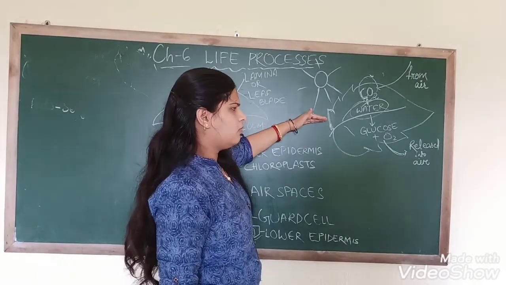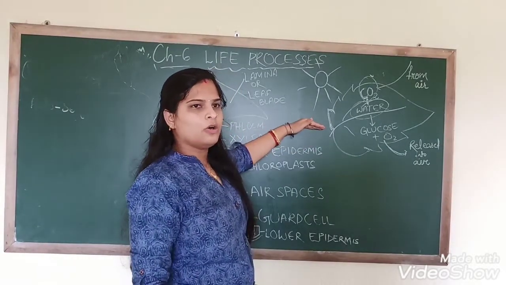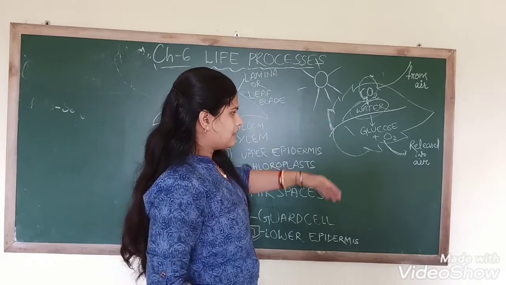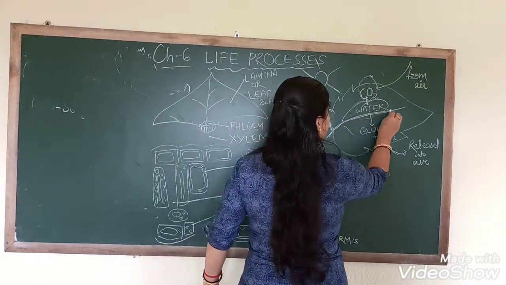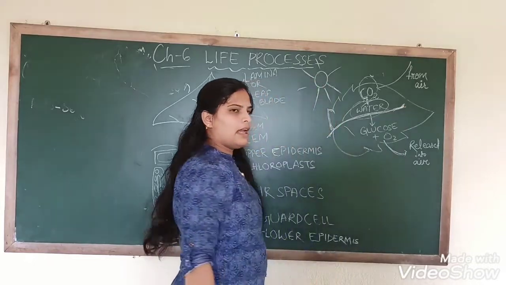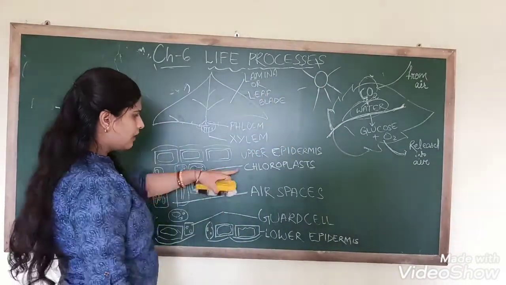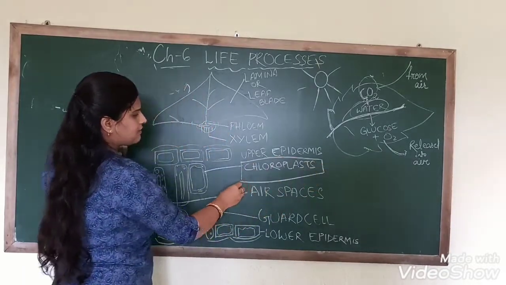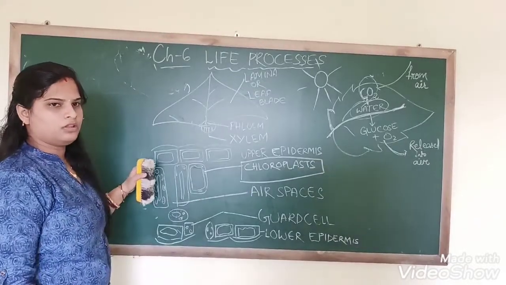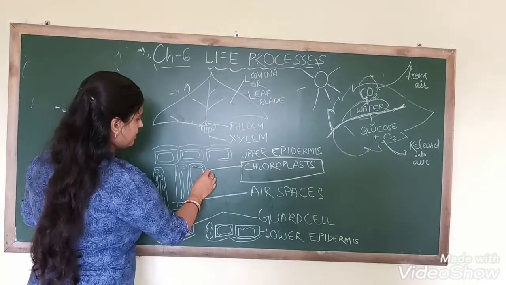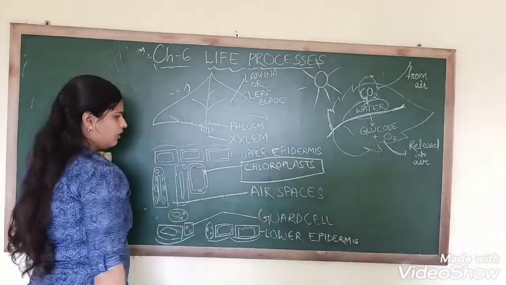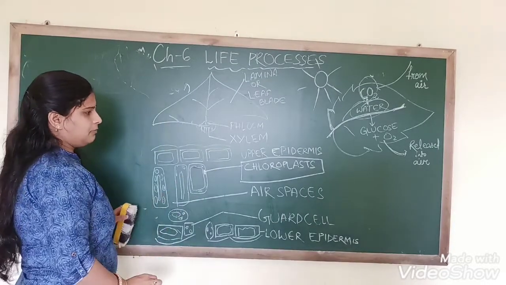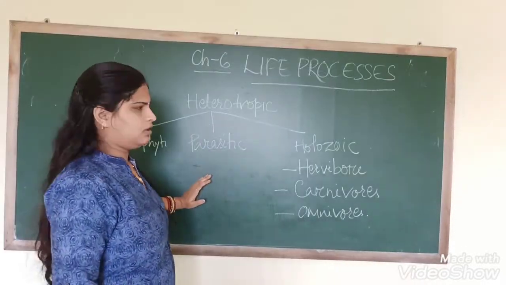In leaves, where photosynthesis is going on, what are the basic requirements of photosynthesis? We will see. See, this is the plant. In the plant's leaf, we have a part called chloroplast. In that chloroplast, the plants prepare their own food. In chloroplast, chlorophyll is present.